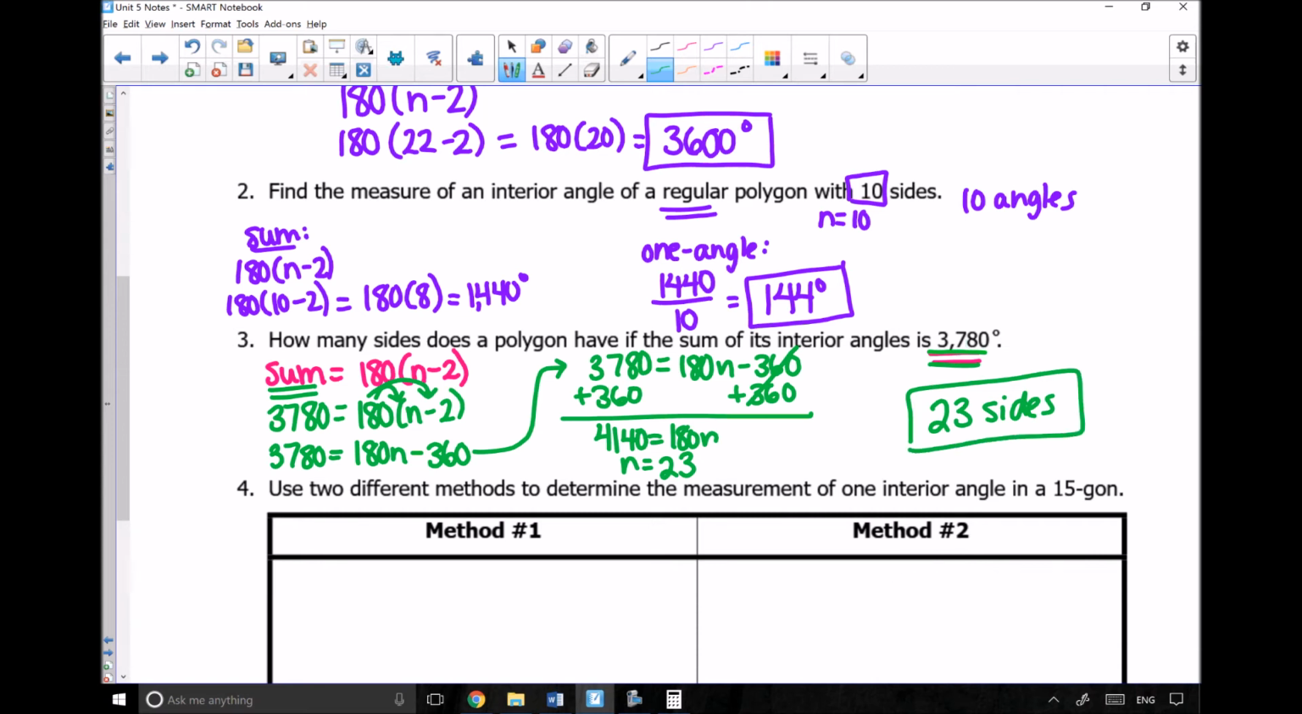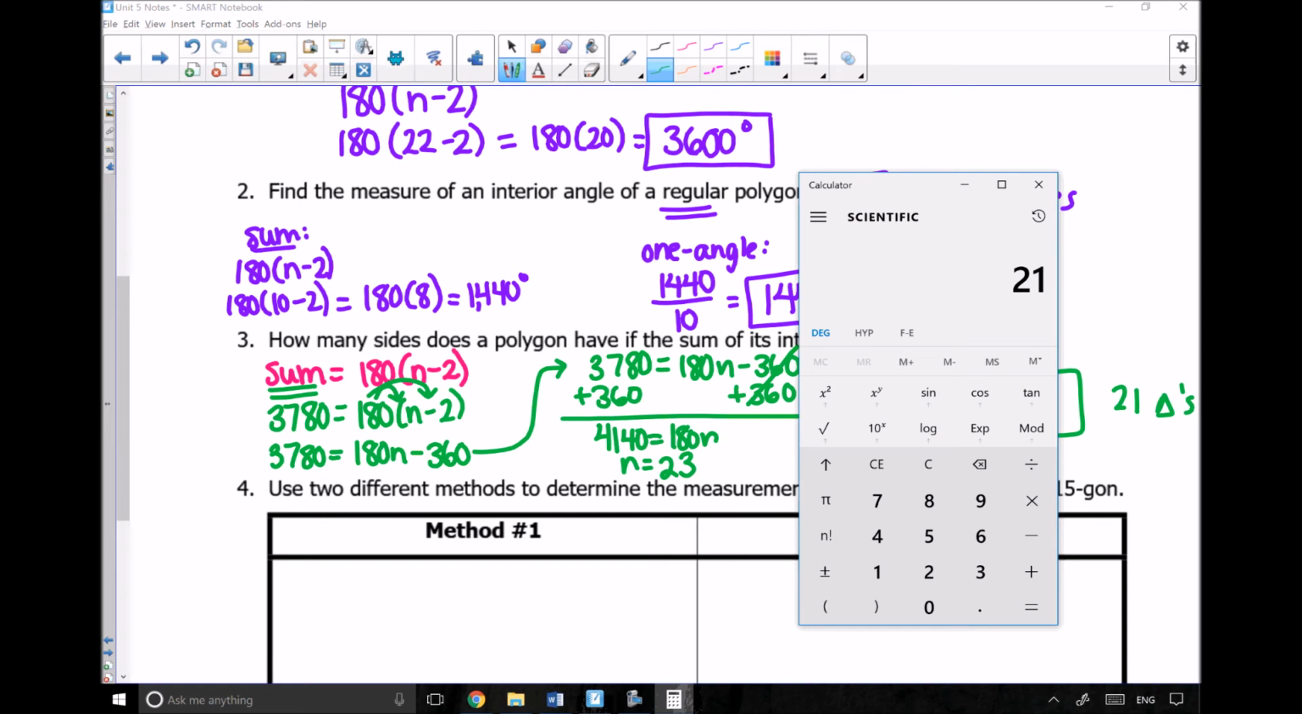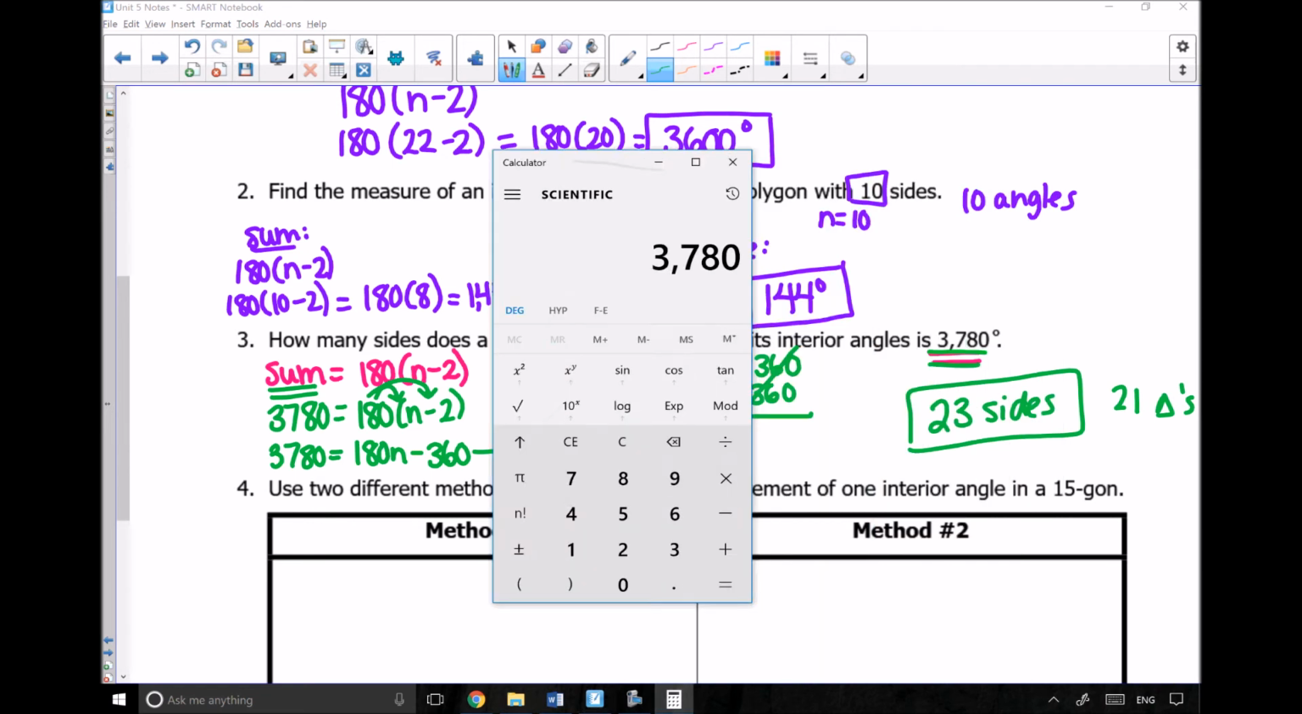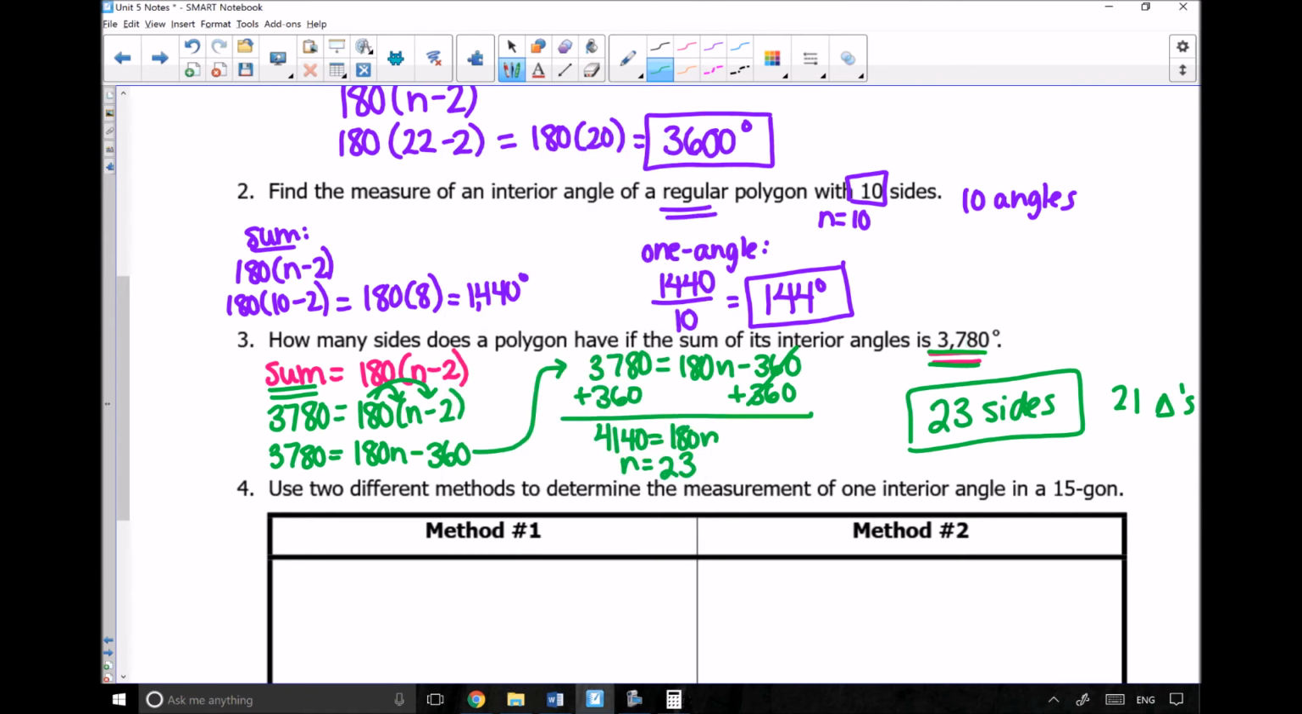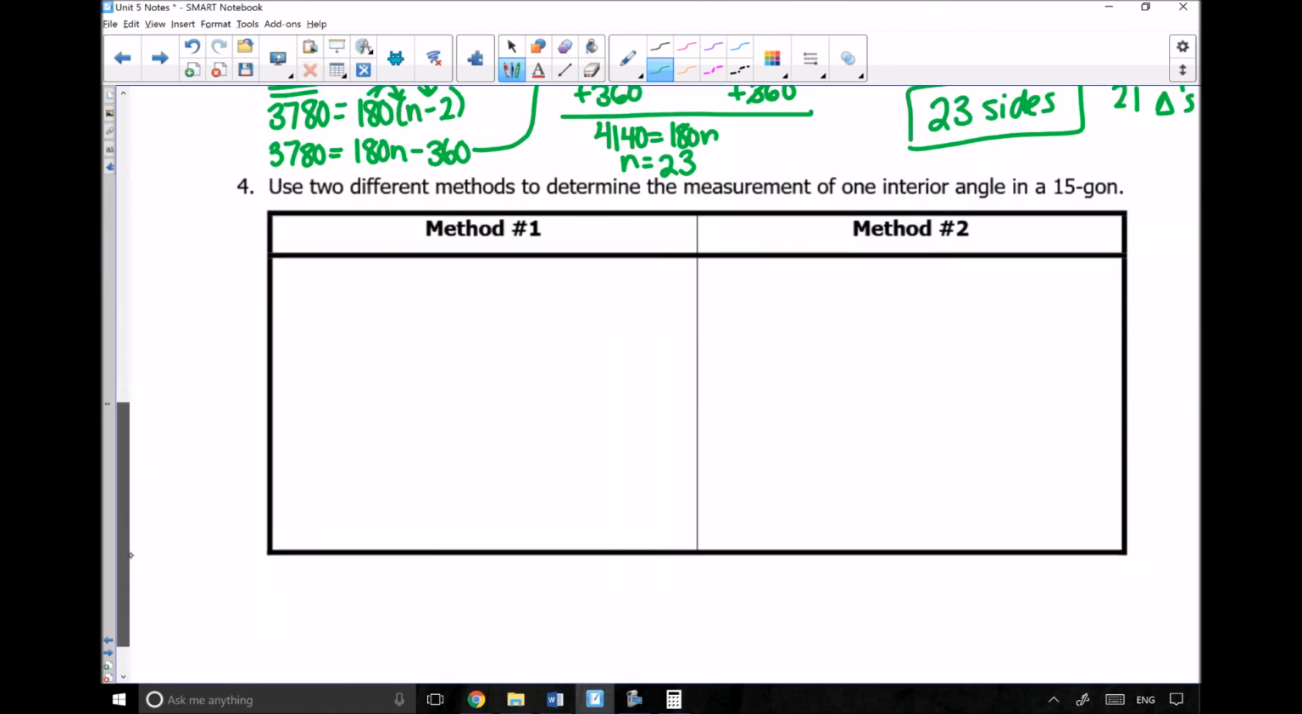Let's double check to make sure this is true. If there's 23 sides, that means that there are going to be 21 triangles. If there are 21 triangles, each triangle is worth 180, you end up getting 3,780, which is exactly what I have here. So my answer is correct. Okay? All right, question number 4.